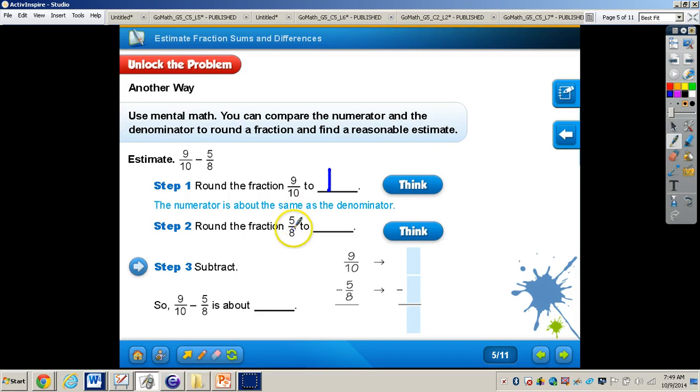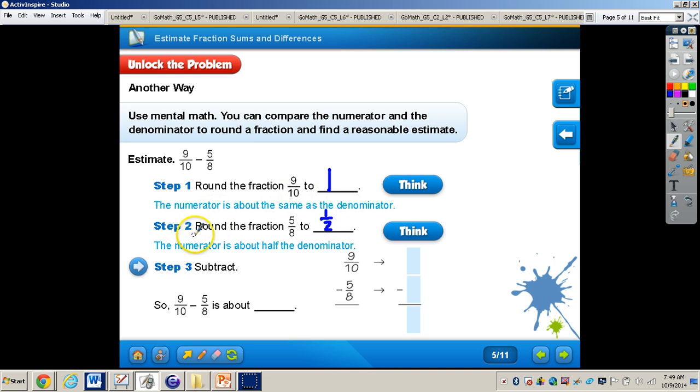Now we take a look at that 5/8, and we think about this. The numerator is about half the denominator. So half of 8 is 4, and 5 is only 1 off of 4. Now remember, this is just estimating. So we can change that 5/8 to 1/2.